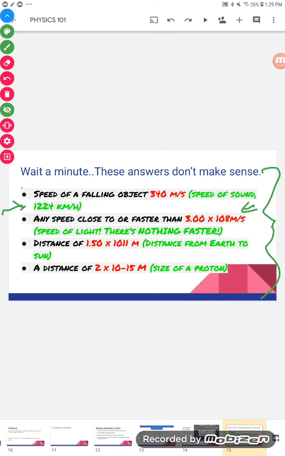If you get a distance that's written as 1.5 times 10 to the power of 11, I wish these would have formatted better, meters, that's the distance from Earth to the Sun. So somebody probably didn't run that far. And a distance of 2 times 10 to the power of negative 15, that's as small as a proton. Okay, so it's even smaller than an atom. Probably not realistic. So just some fun facts for you to have here.